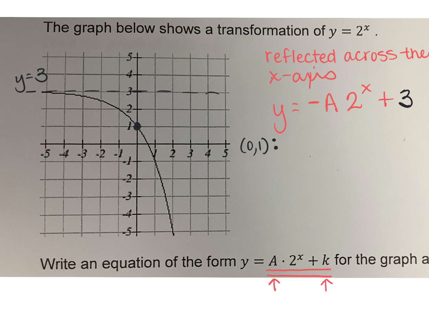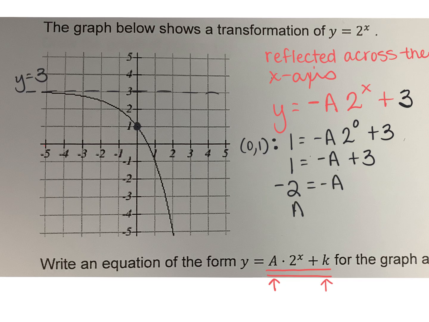All right, so I put a 1 in here, I put a negative a here, I have 2 to the 0 power, and then I have plus 3. So order of operations says that 2 to the 0 is just 1, so this is negative a plus 3. So if I subtract 3, I end up with negative 2, and if negative 2 is equal to negative a, then a is the number 2. Now, we think that our equation is y equals negative 2 times the base of 2 to the x power plus 3.